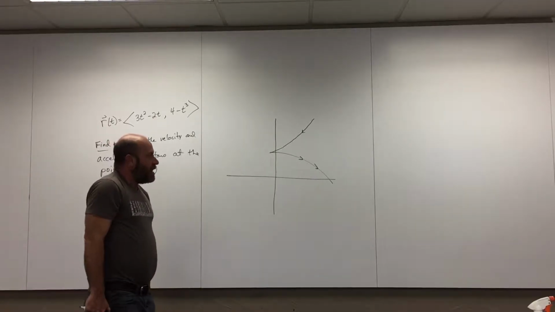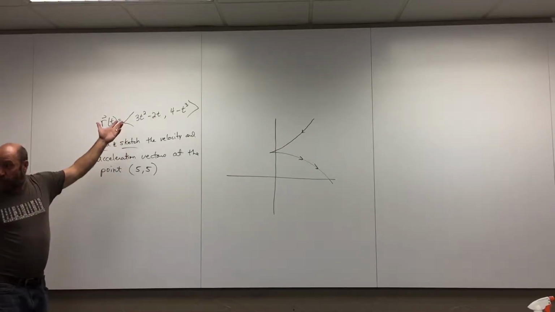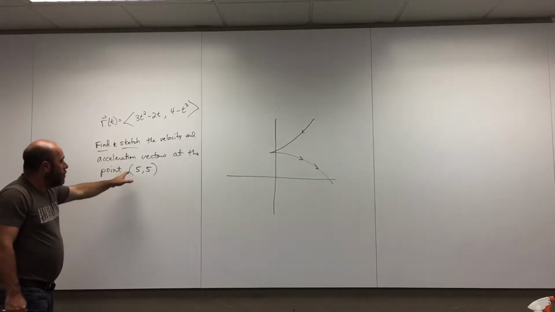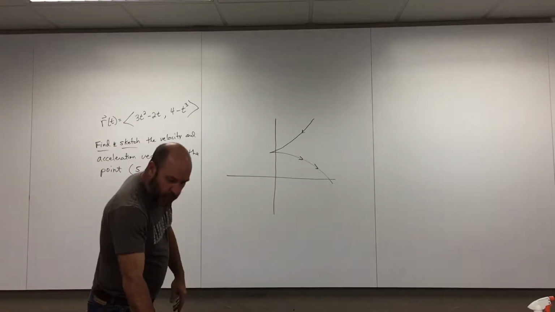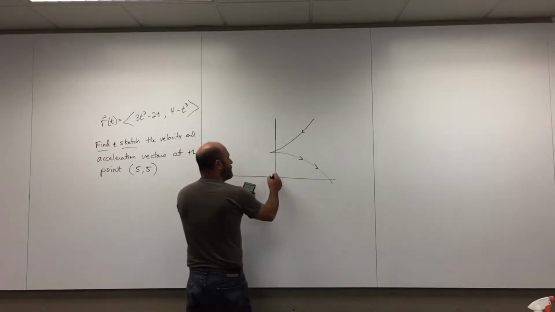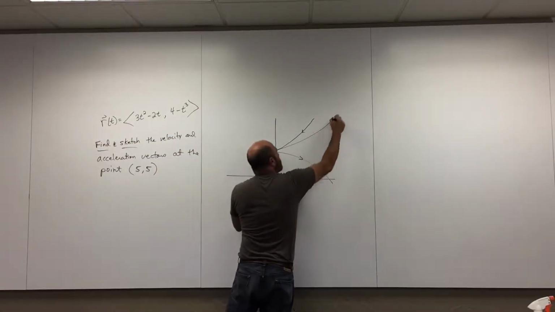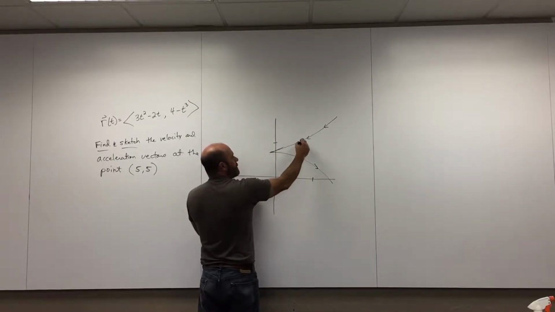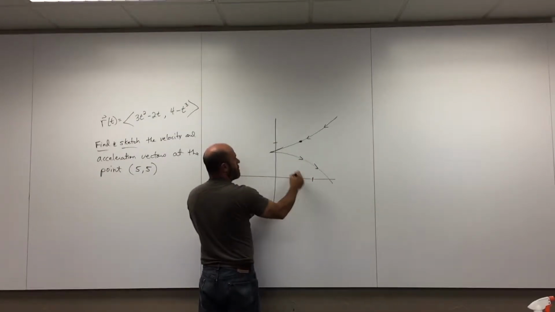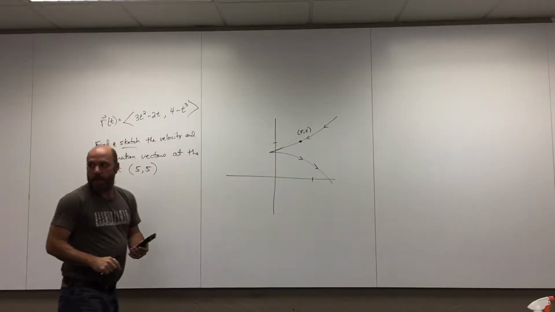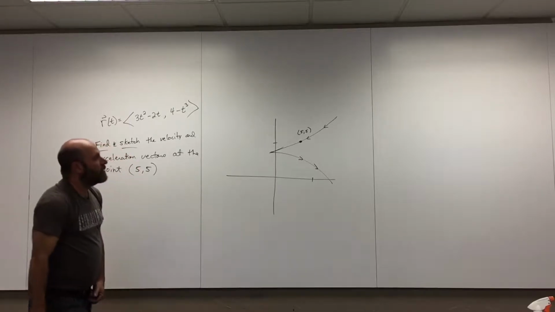Of course, these are easier derivatives to do. They're very easy derivatives to do. Oh, by the way, I did say I'm at the point (5, 5). Now that I'm looking at this graph, is that even possible? Oh, it does look like it. It looks like maybe somewhere in here is (5, 5). Well, hang on a second.